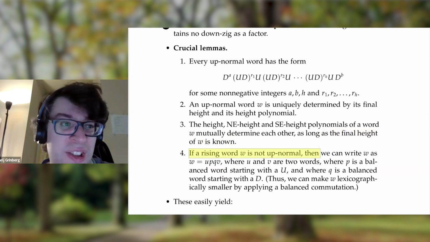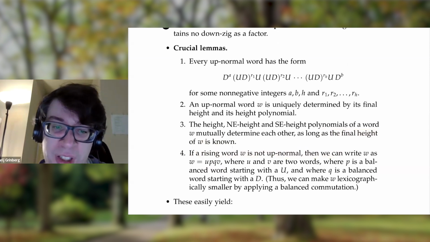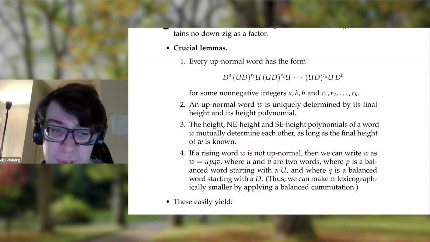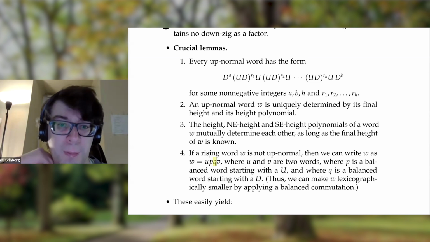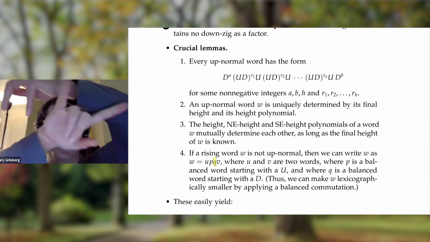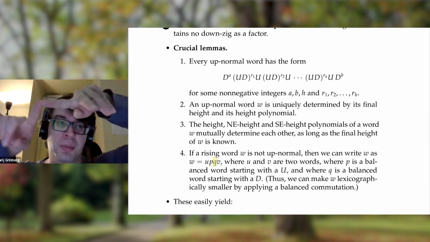And this is in a way the key lemma. If a rising word is not abnormal, then you can find 2 consecutive balanced factors in it, such that the first one starts with a U and the second one starts with a D. So what can you do with them?